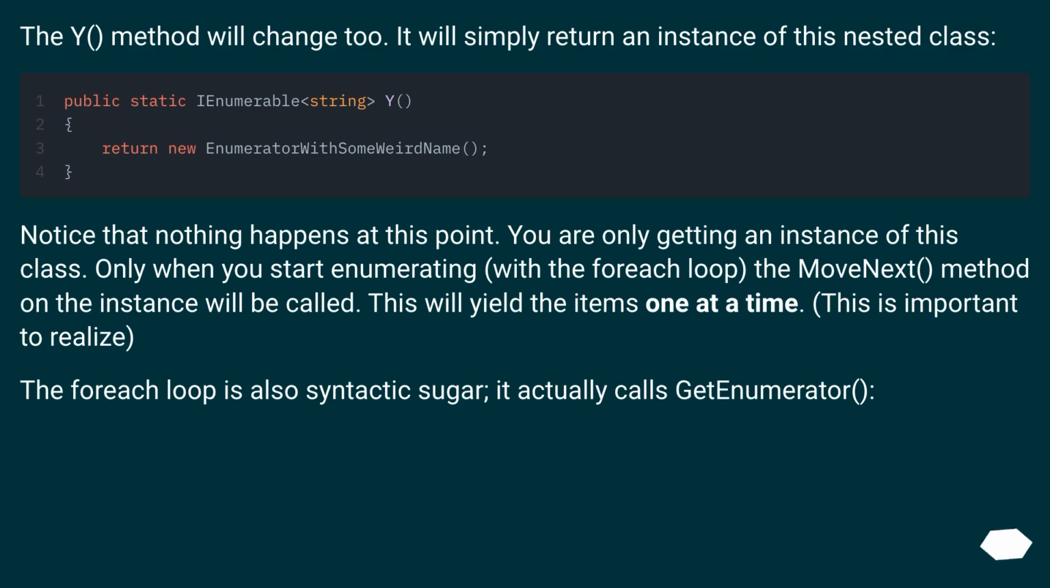The Y method will change too. It will simply return an instance of this nested class. Notice that nothing happens at this point. You are only getting an instance of this class. Only when you start enumerating, with the foreach loop, the MoveNext method on the instance will be called. This will yield the items one at a time.